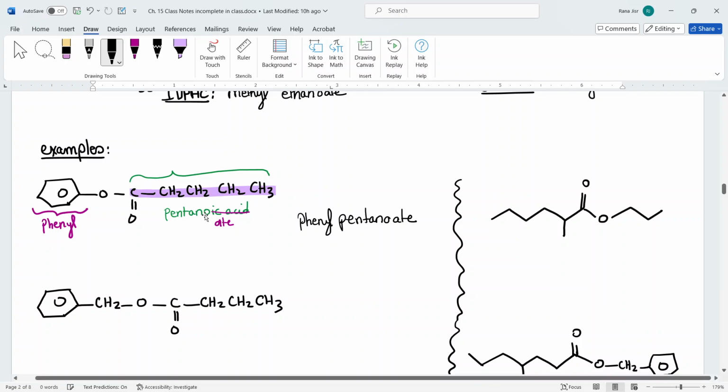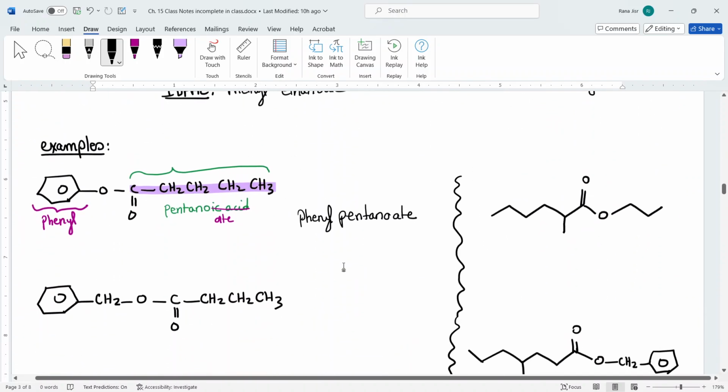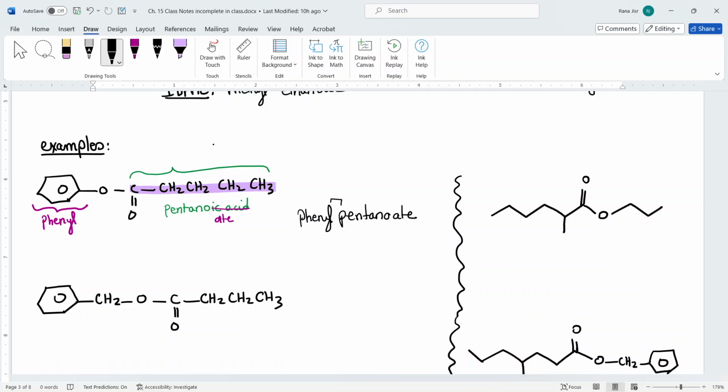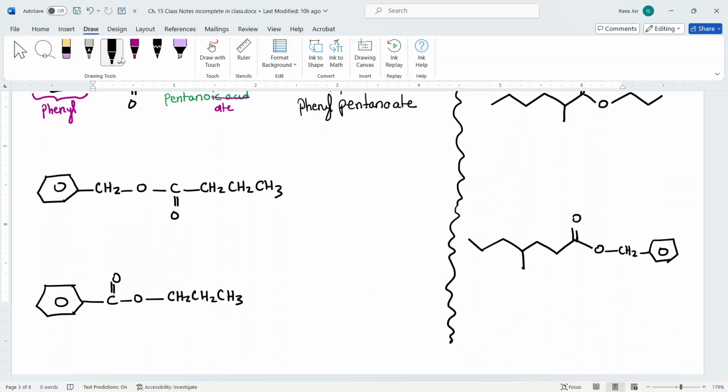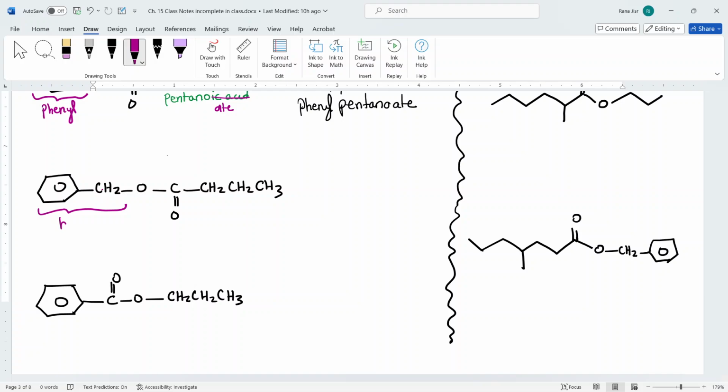Okay, you're keeping the O in there, so you keep the O and add an ATE. So it's going to be phenyl pentanoate, and of course there is a space between the phenyl and the pentanoate. So there is a space in there. Leave a space, please. Let's have another example. So again, you name the group that is connected to the oxygen first, and the group here is a benzene connected to a carbon. Remember what we said last time? We said that this one is a benz group. It's a substituent, so we're going to call it a benzyl.